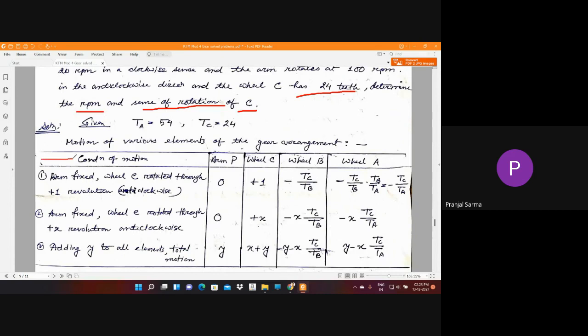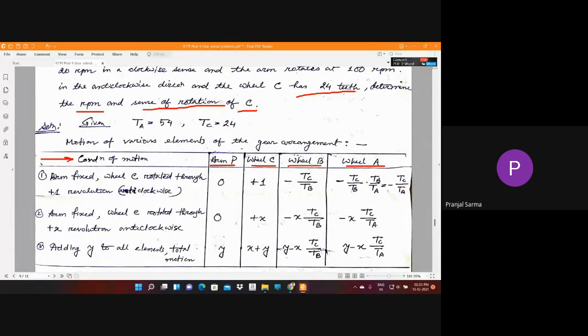So first, in the first column we will be showing the condition of motion. Then the different elements we know: the arm P, the sun wheel C, the planet wheel B, and the external or annular wheel A. So these are the different elements.